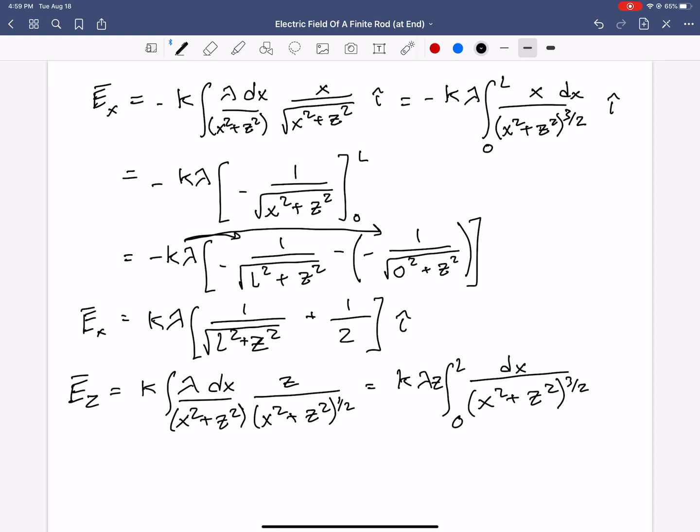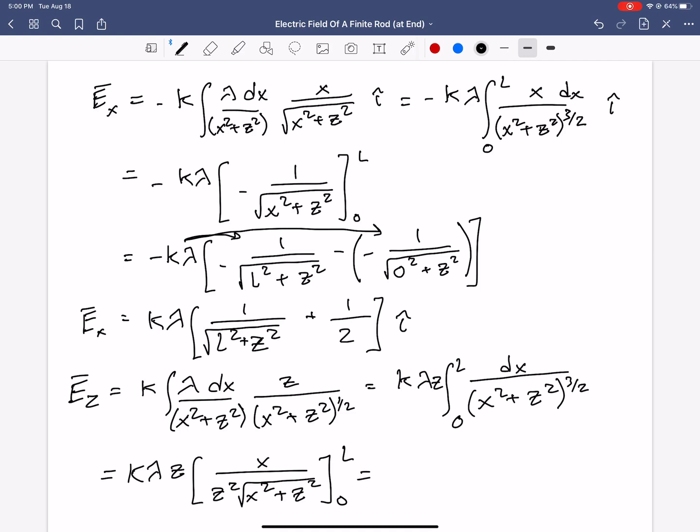So even though this is the z component, we're still evaluating across the exact same limits, right? And across the exact same variable, dx, right? Because that's what the actual rod is. All right, this one, a little bit different integration. I'll just write down what we get. k lambda z times x over z squared, and then the square root, zero to L.